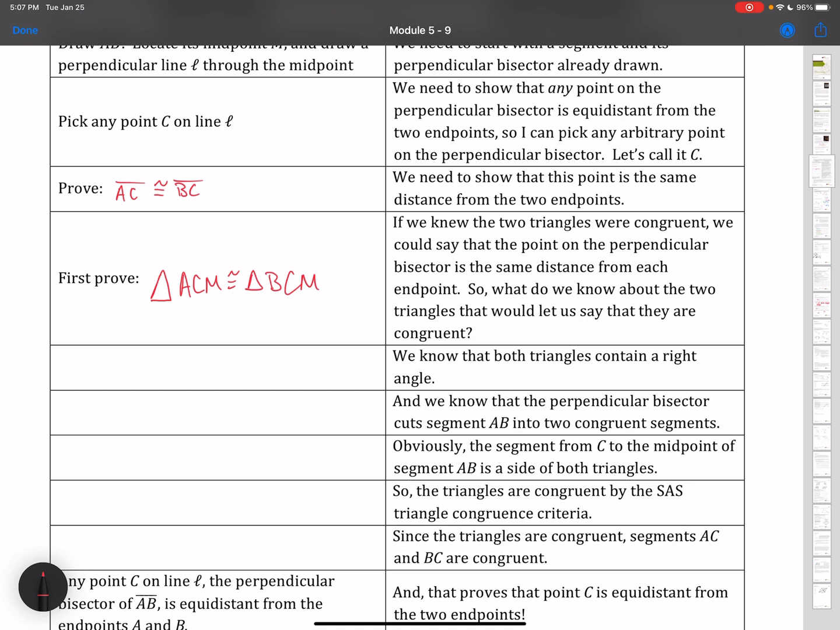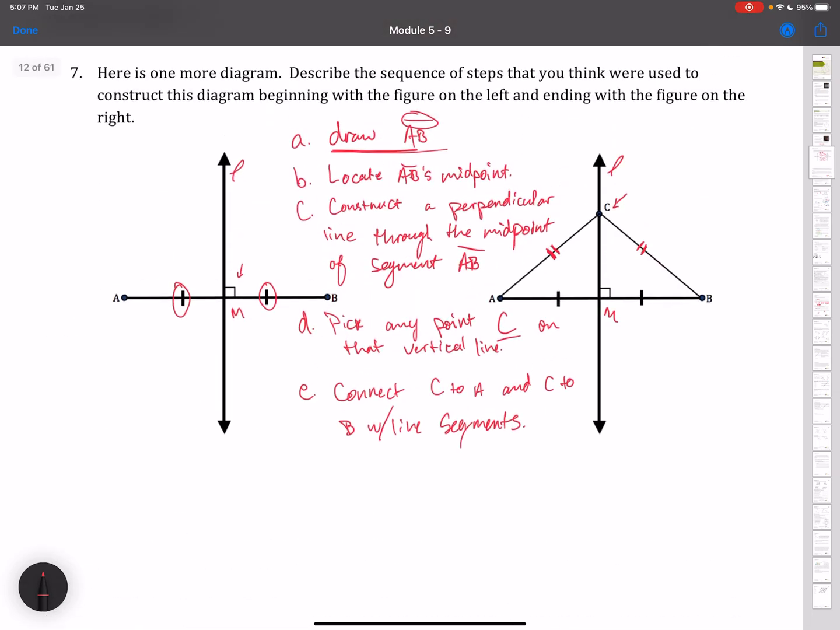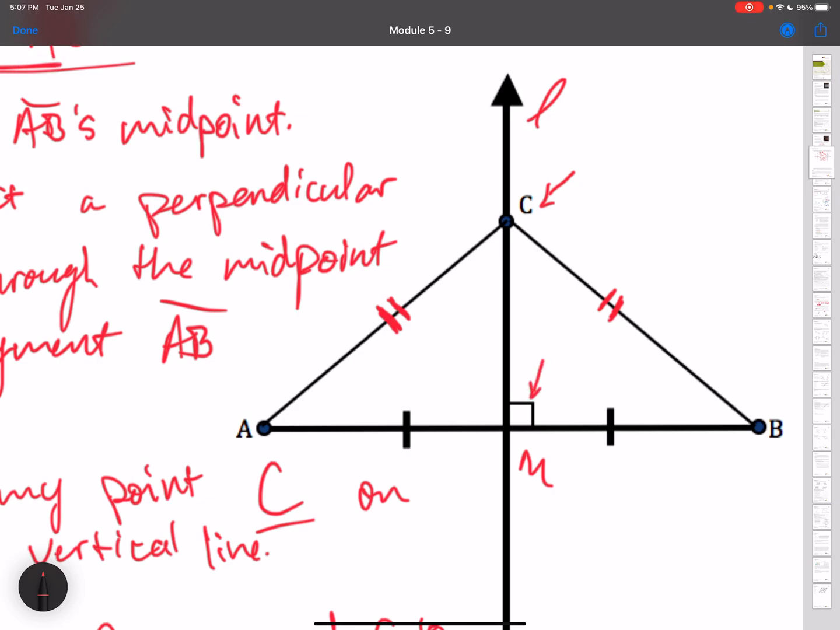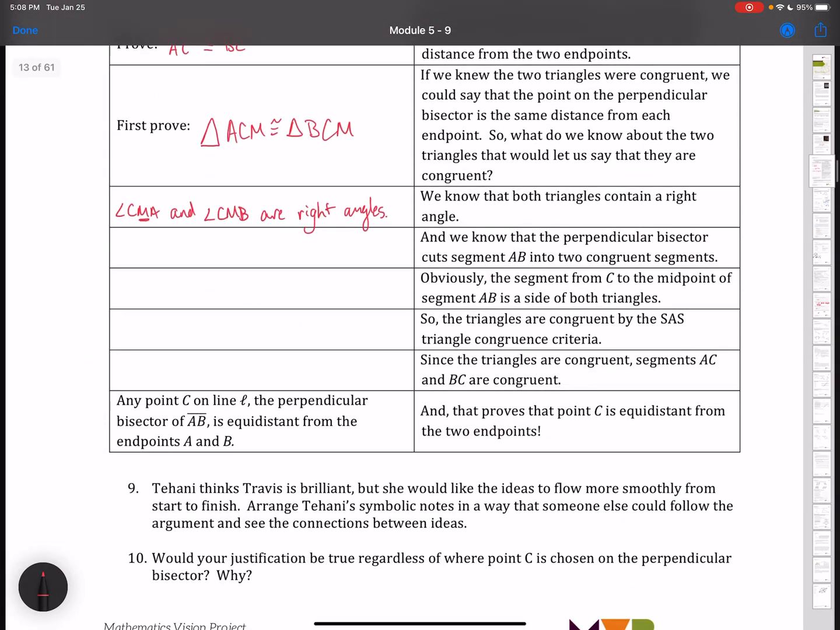Now, we know that both triangles contain a right angle. So I'm going to just state that in symbolic notation. It would look like this. Angle CMA, where I use my vertex as the center of those 3 points, right? That's how I would talk about an angle. The center letter is the vertex. So angle CMA and angle CMB are right angles. And that is due to the fact that we know that this is a perpendicular bisector, so we have that little right angle marking. Okay? So those are right angles.